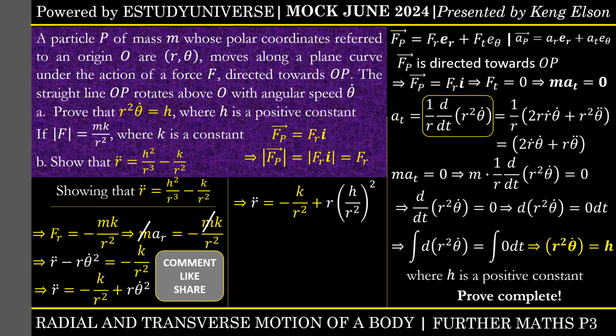Theta dot is h on r squared, so theta dot squared should be h on r squared, all squared. Once we simplify, we have h squared on r to the power 4, but r divided by r to the power 4 will definitely give us r cubed. Since the negative sign, I can rewrite this. Remember that negative k on r squared plus r h squared on r to the power 4 can also be written as h squared on r cubed, because once you take r on r to the power 4, you get r cubed. So you have h squared on r cubed, then minus the first term, which is k on r squared.